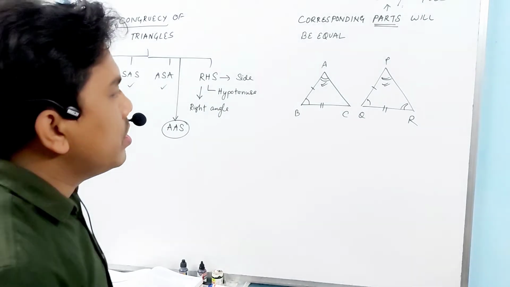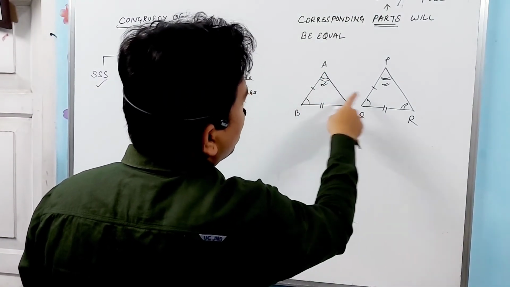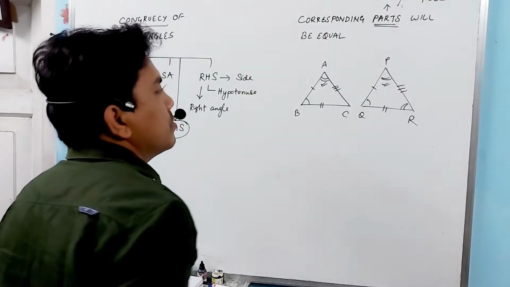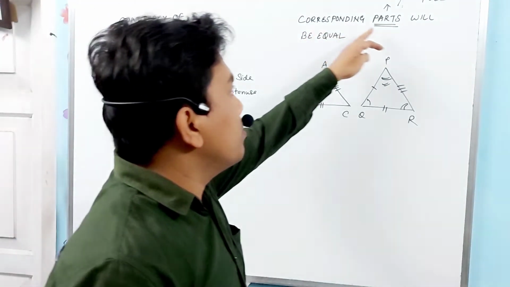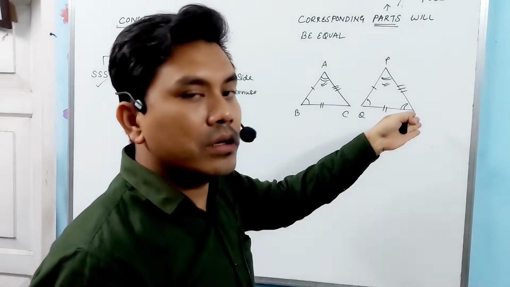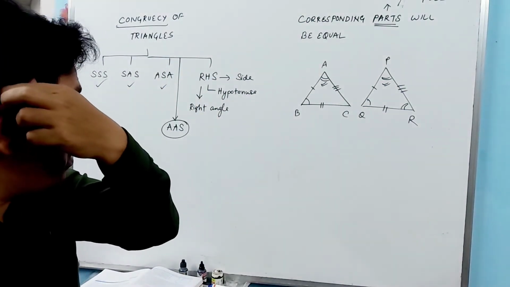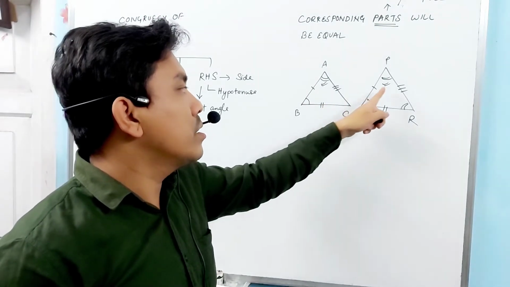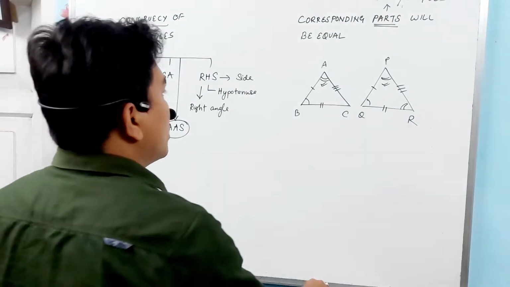Is it clear? Similarly, side AC of this triangle will be equal to side PR of this triangle. Is it clear? So, corresponding parts may be either sides or angles. In this case, AC and PR are sides. Okay? Now, corresponding sides will be equal only when we prove that the two triangles are congruent. Okay? Let me show you one more example.